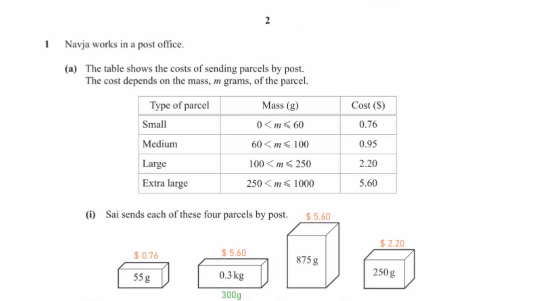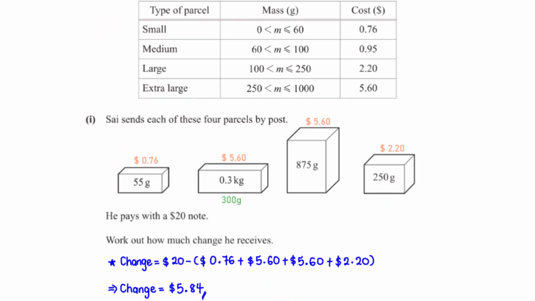Navja works in a post office. The table shows the cost of sending parcels by post. The cost depends on the mass m grams of the parcel. CIE sends each of these 4 parcels by post. He pays with a $20 note. Work out how much change he receives. First, we need to determine how much CIE pays for sending each parcel.